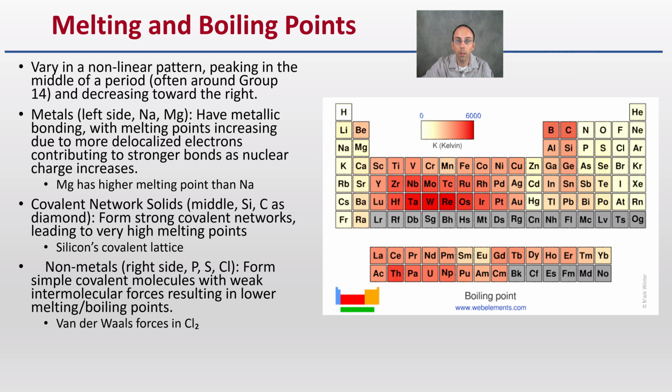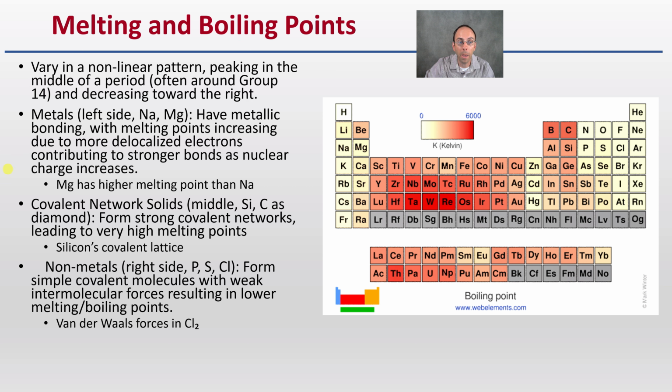Melting and boiling points, you can kind of see the temperature graph here. They vary in a nonlinear pattern, peaking in the middle of a period, often around group 14, and decreasing towards the right. So we kind of see that heat map, that highlight in that more center region. The metals, which again is the left side of the periodic table, have metallic bonding, with melting points increasing due to more delocalized electrons contributing to stronger bonds as nuclear charge increases.